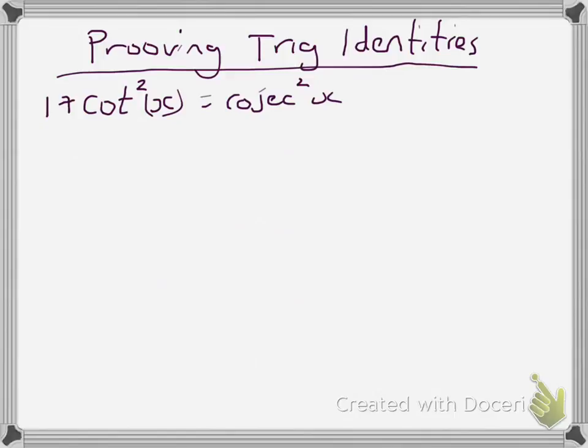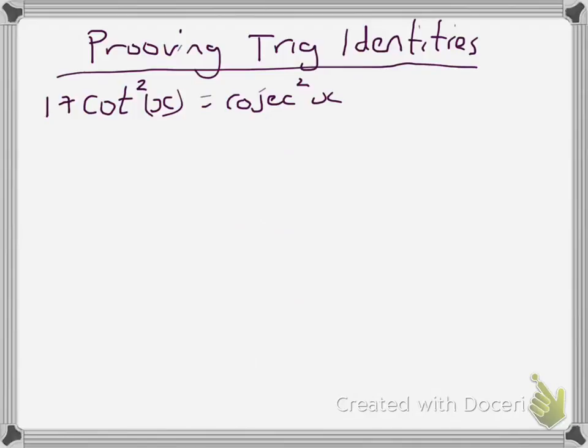Good maths involves being able to prove that various things are true. One of the things that we're going to start doing is using those basic identities we've looked at before to prove other trig identities. Proving things involves manipulating what we have and what we know to get the formula that we're looking for. So the first one we're going to look at here is 1 plus cot squared x is equal to cosec squared x.